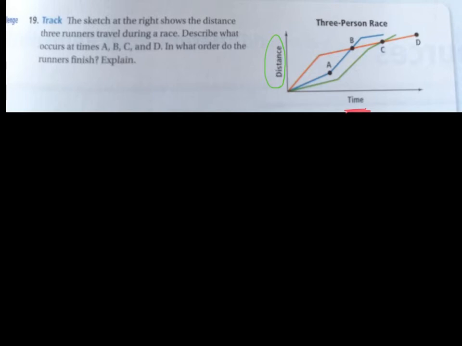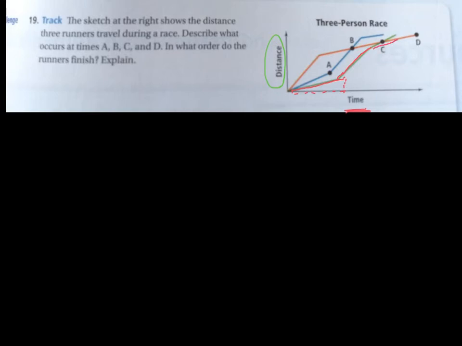So let's start with our green runner. So they're starting off. Are they going really fast? It takes all this time for them to go this far, right? So the slope of this line is representative of what? The rate, the speed the runner is running. So this green one's going pretty slow, right? But then look, their slope increases, so their rate is increasing.